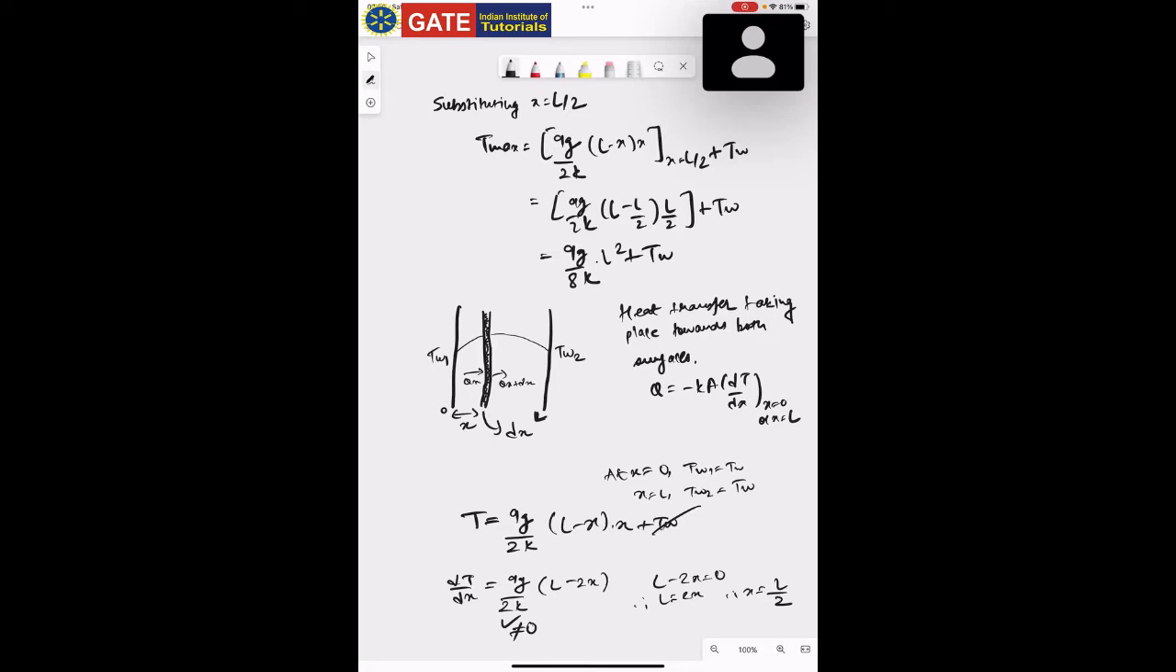Correct? So this is basically nothing but Q equal to minus KA into QG by 2K into (L minus 2x), and then finding it out at either x equal to 0 or x equal to L, you will find the corresponding term for heat transfer towards either of the surfaces. Clear? This example? Yes, okay.